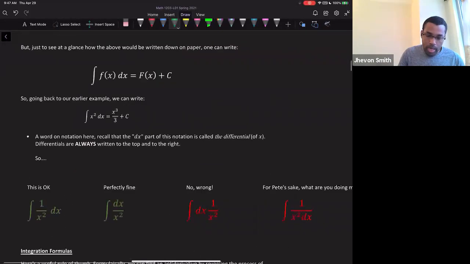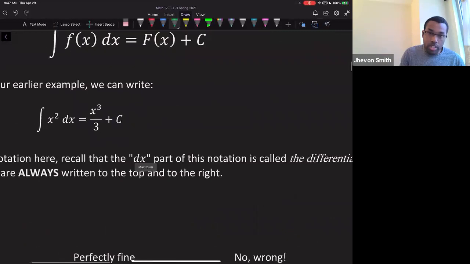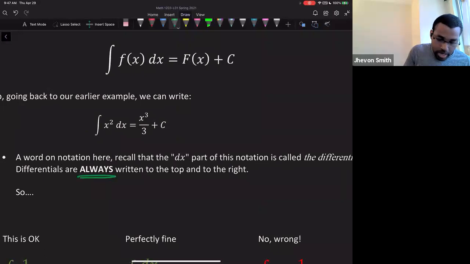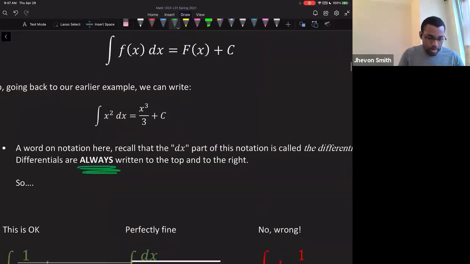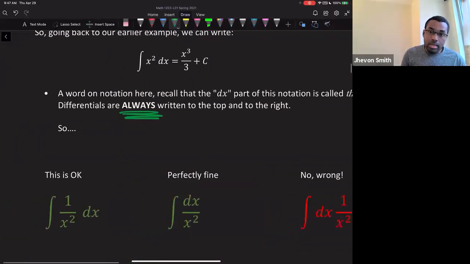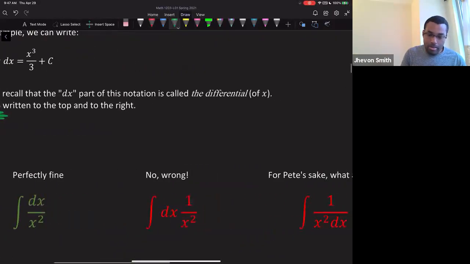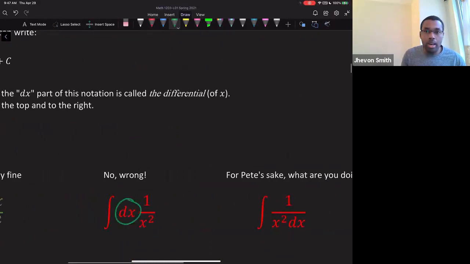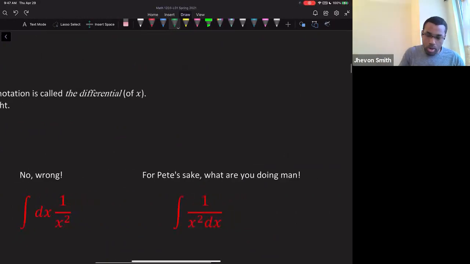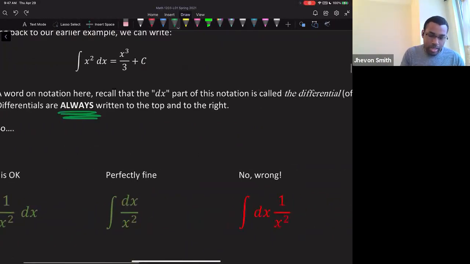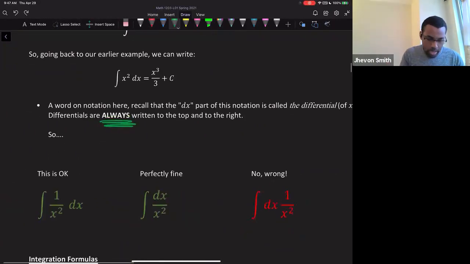So in terms of notation, the dx is called the differential. It should always be written to the top and to the right. So you can write this, it's okay. You can write this, totally fine. That, wrong. No, the dx cannot be on the left. It has to be on the outside. Also, wrong. The dx cannot be underneath. Like, what are you doing? You're putting the cart before the horse. Okay, so that's an idea of notation, right?